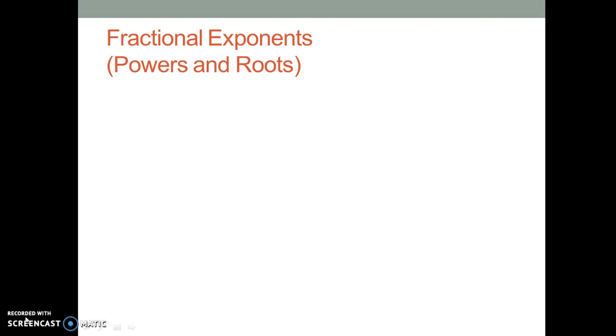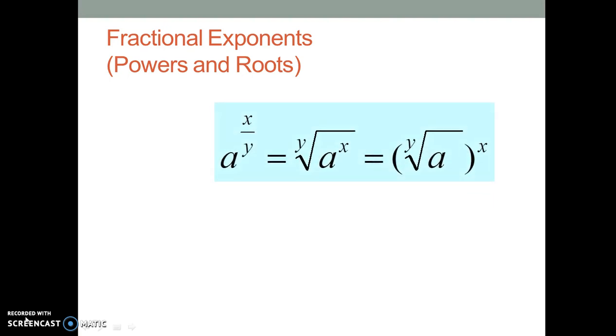So the overall view, what we're ultimately trying to do is change powers to roots. A fractional exponent is the same as a rational exponent. So as you can see, the a has an x over y. The x is called the power, and the y, or the denominator, is called the root. So you've heard roots before, square roots, cubed roots, stuff like that. So the number on the outside of a radical symbol is the root, and the number on the inside is called the power.